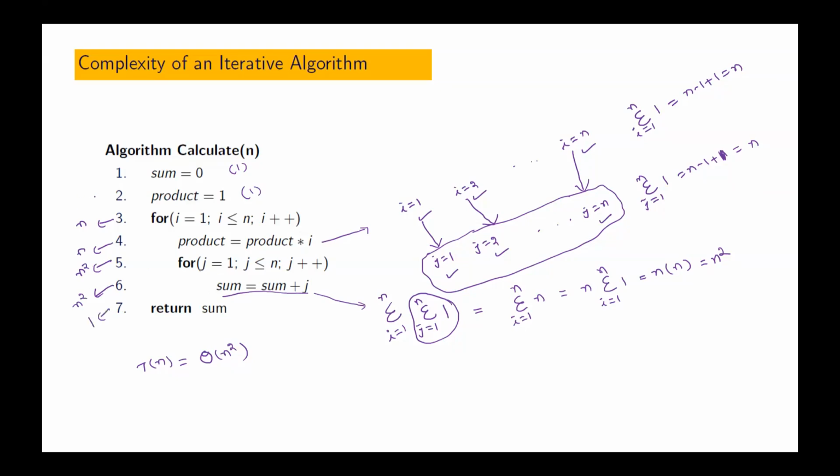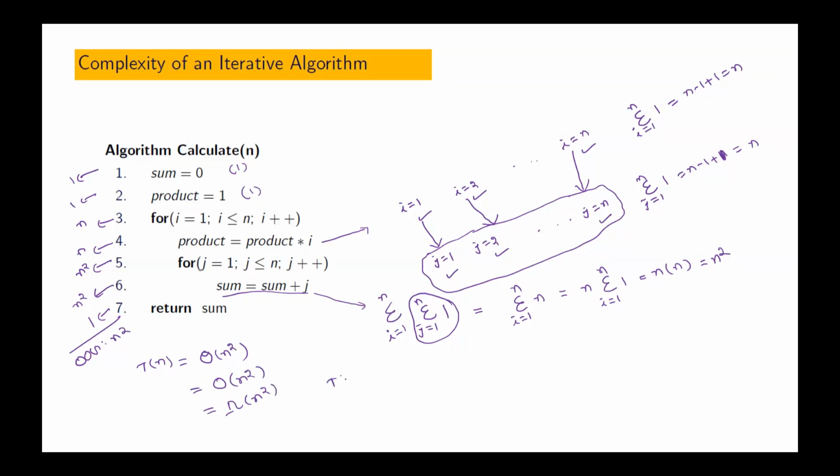If you add up all these things, what is the highest order term? N square. So that means its order of growth is n square. So T of n can be written as theta of n square. If we write big O of n square, this is also correct. If we write big omega of n square, this is also correct.